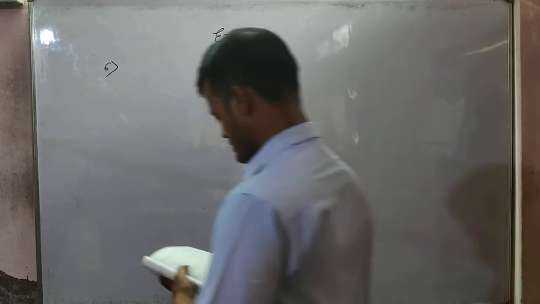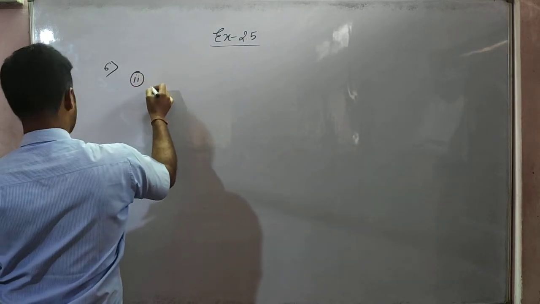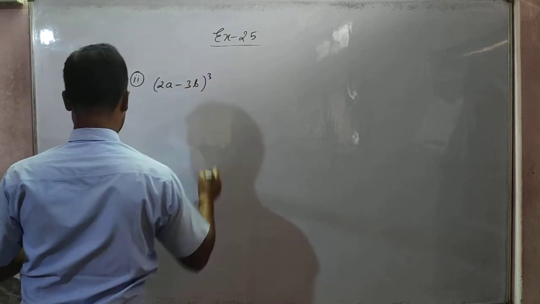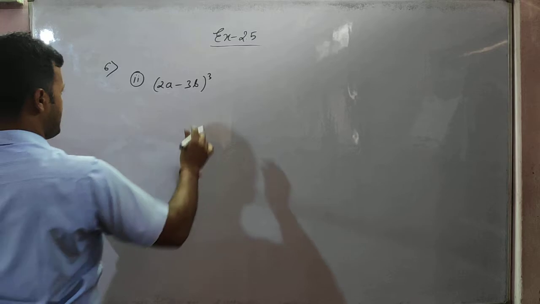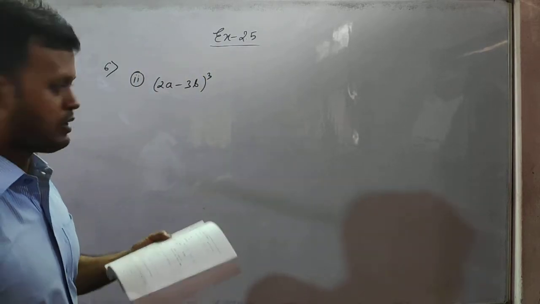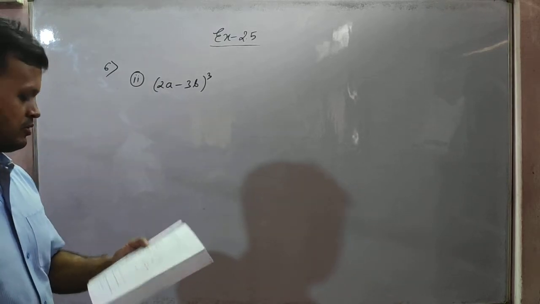So students, next number 6, number 2, 2a minus 3b whole cube. Okay, 2a minus 3b whole cube. We have to expand this. So write the following cubes in expanded form. Okay, we have to expand.